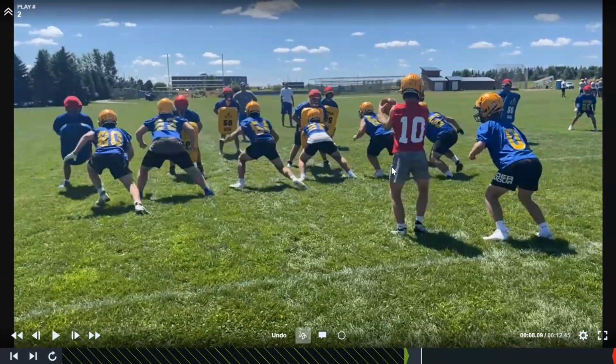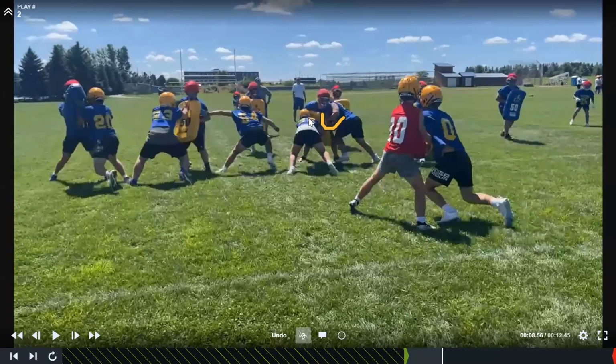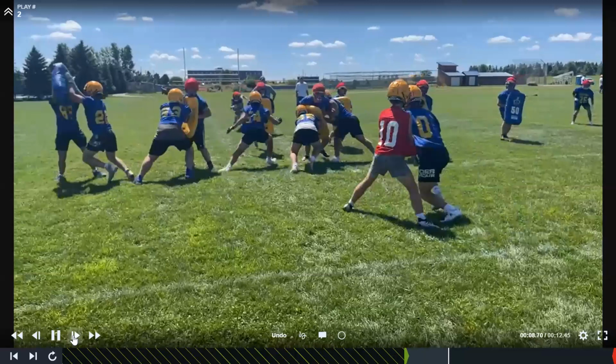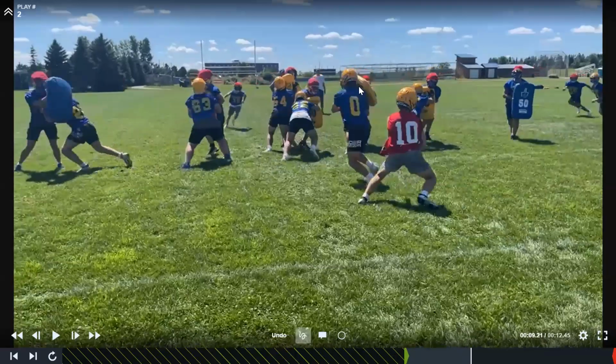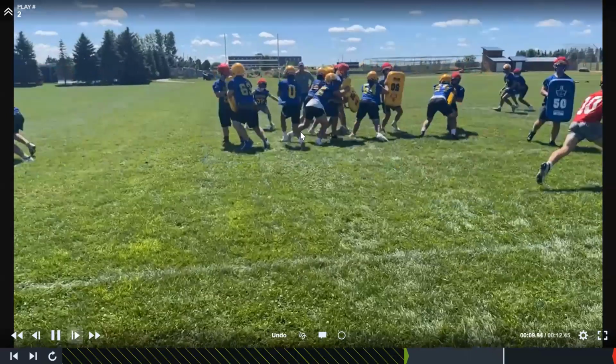Okay, this should be a base double team. You should be getting depth. You should be trying to get your head here or your body here and get nice and tight. Once again, you see how loose this double team is. You do a good job getting off to the backer, which is nice, because he shoots your gap and we're able to run the ball.